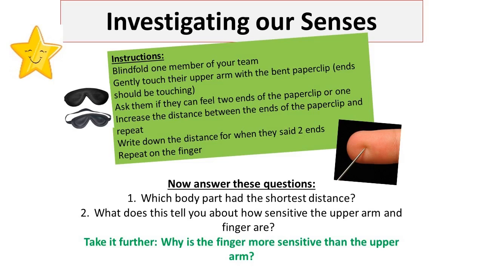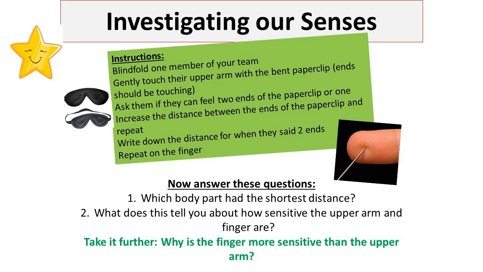And then you're going to separate the pointy ends so they're slightly further apart. And what you will find is when the 2 pointed ends of the paperclip are quite close together, the other person will still feel that paperclip as one pointy end. And you keep moving them further and further apart until the person can actually feel that you are touching them with 2 pointy ends of the paperclip.